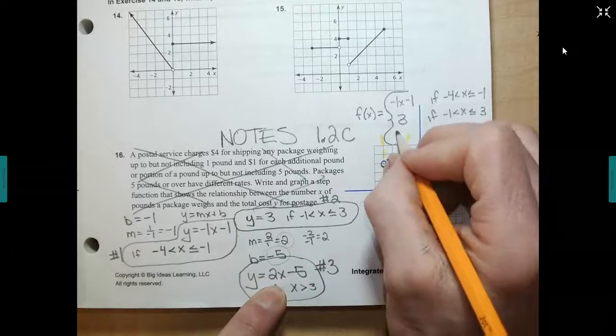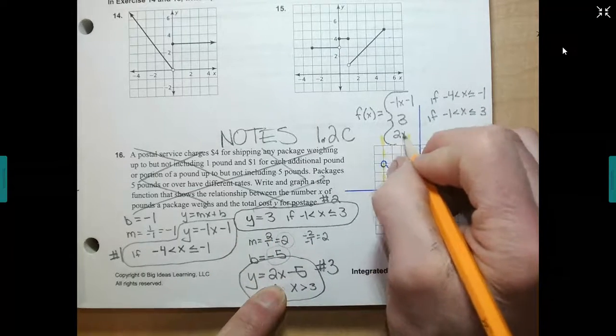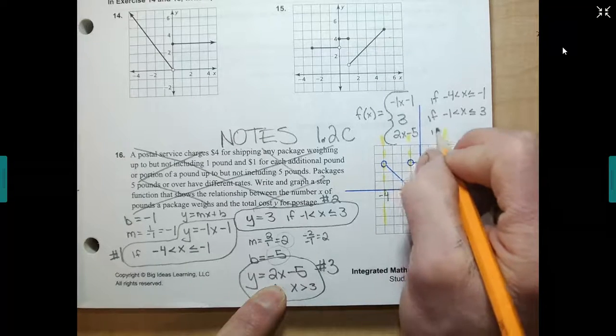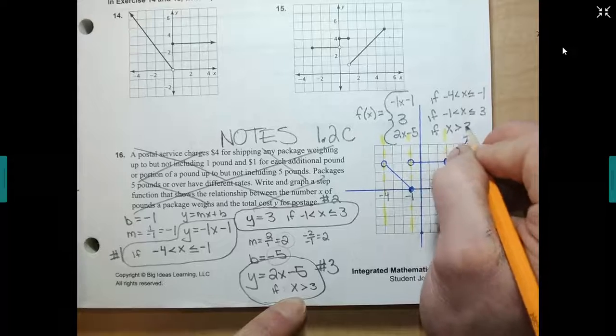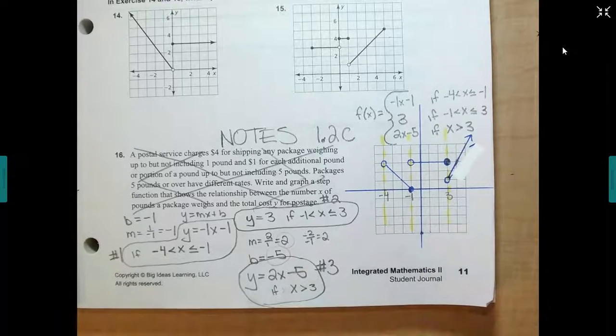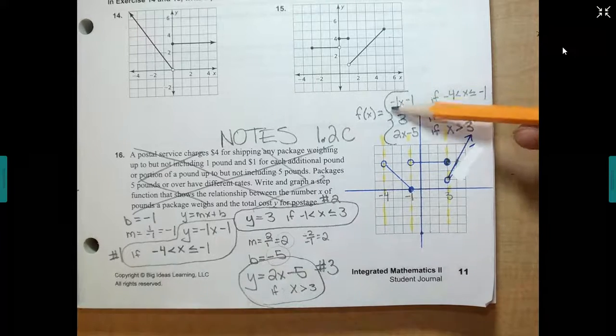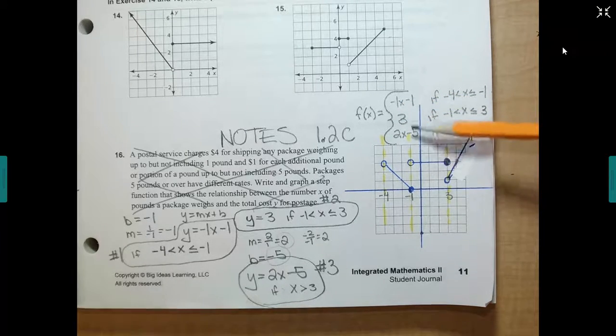and it equals 2x minus 5 if x is greater than 3. So I can do a quick check. My boundaries are negative 4, negative 1, 3. Okay, got my boundary. So there, I just created the functions from the graph. So that's my answer right there.